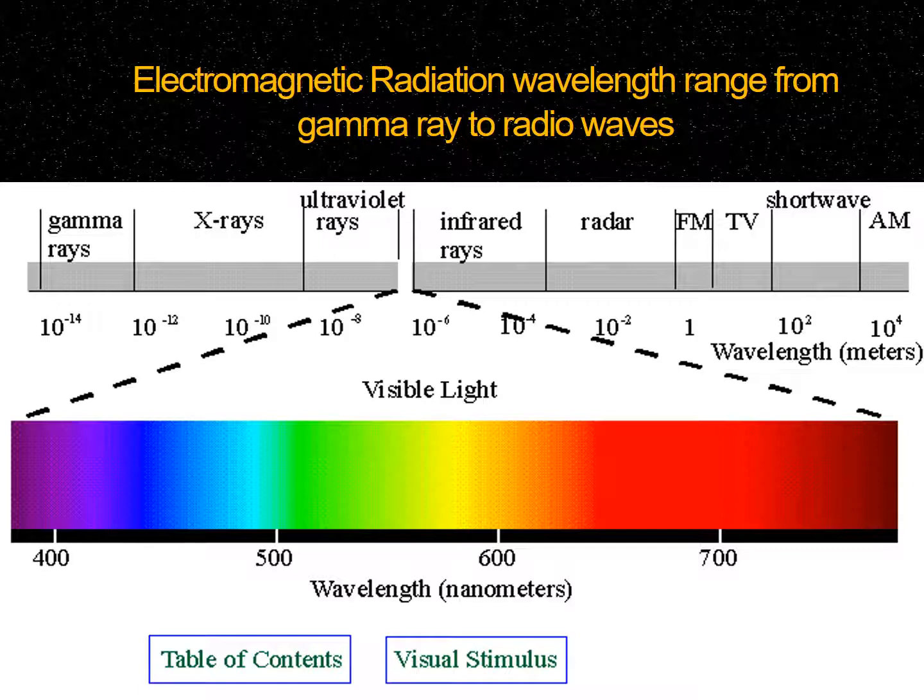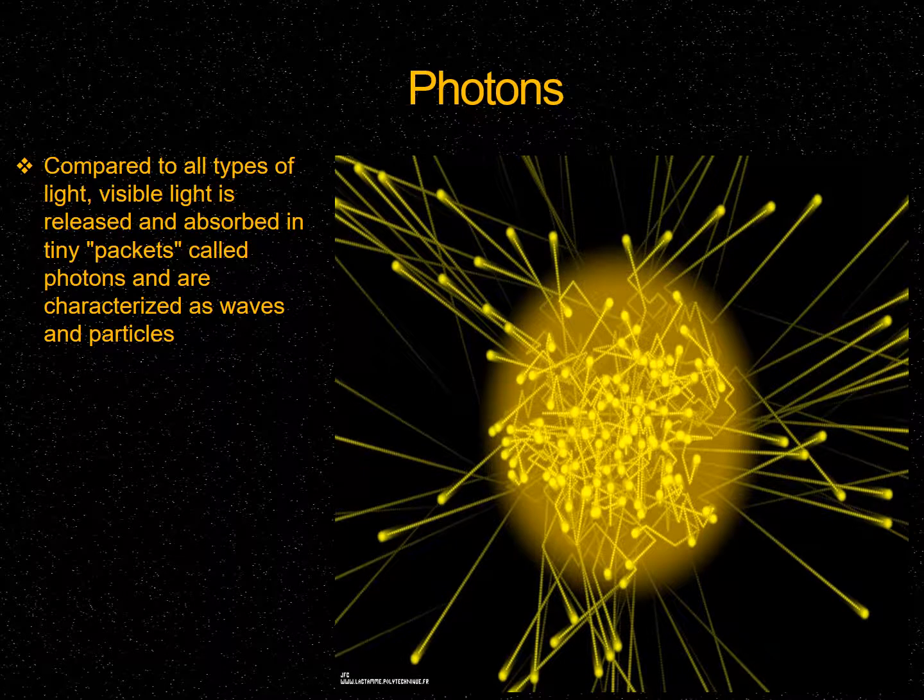Within that wide spectrum, the wavelength visible to the human eye inhabits a very slim band. This band has a range of about 700 nanometers for red light down to 400 nanometers for visible light. Compared to all types of light, visible light is released and taken in by tiny packets called photons, and is characterized as waves and particles.